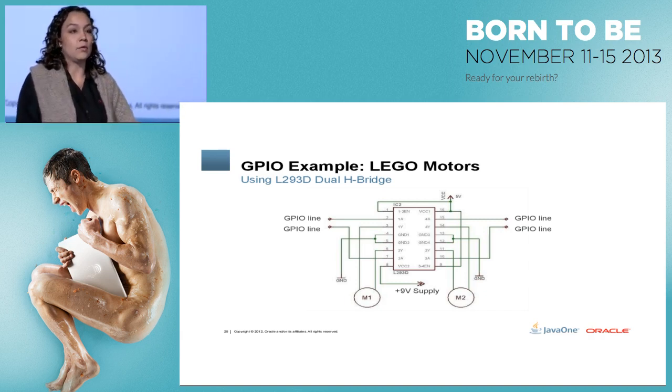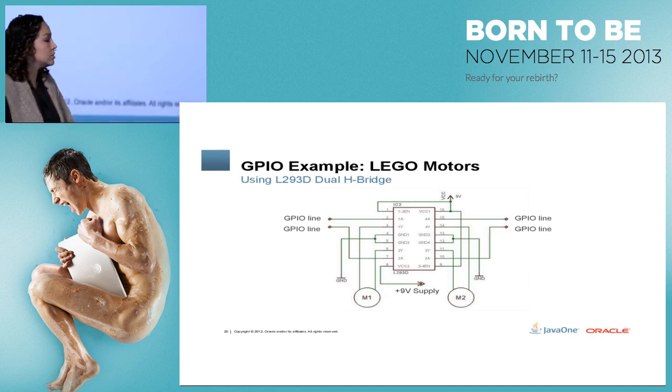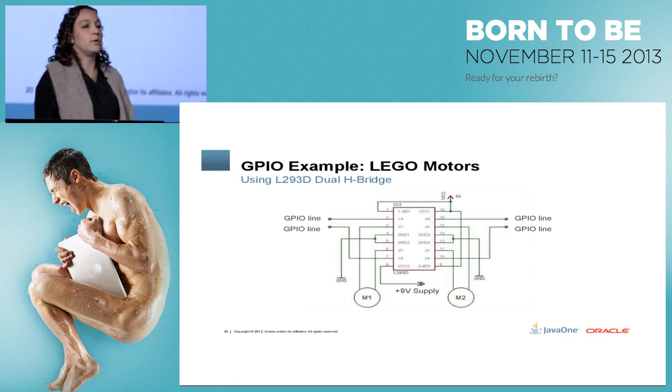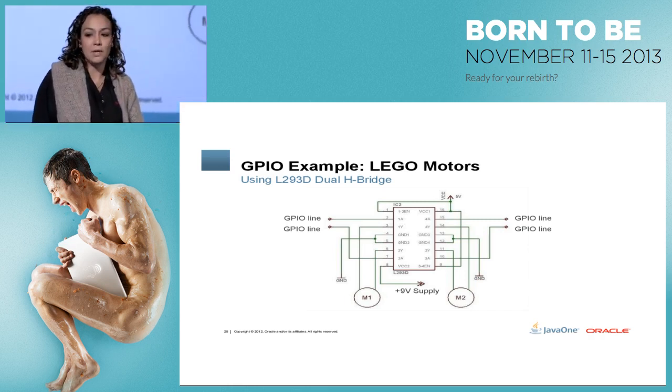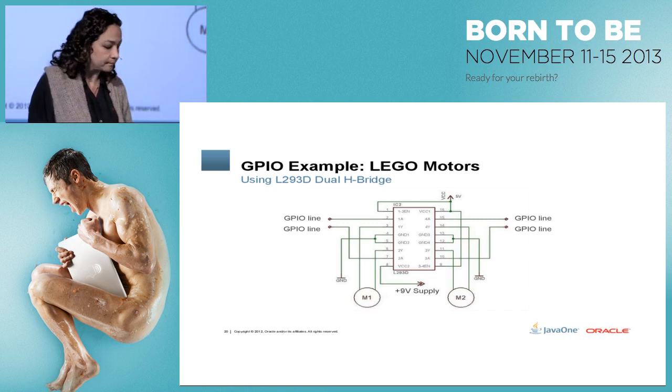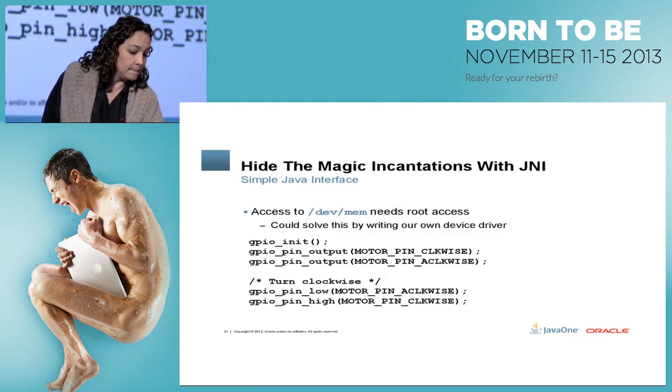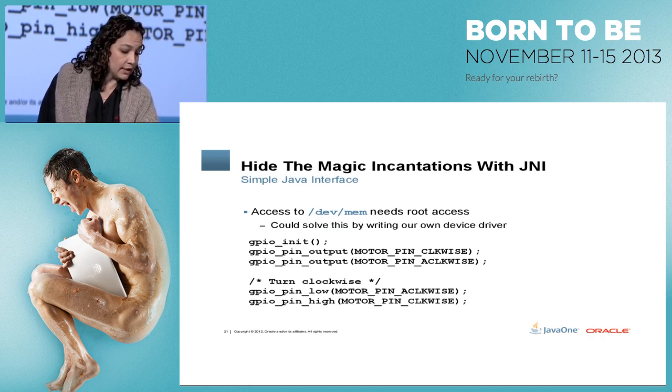Very simple for connecting the motors. We use a dual H-bridge, L293. Pretty much you bring the GPIO lines from the Raspberry Pi and connect them to your motors. You provide it with a 9-volt power supply, and that's pretty much it. Again, this was low-level JNI programming, and we're looking into simplifying this.